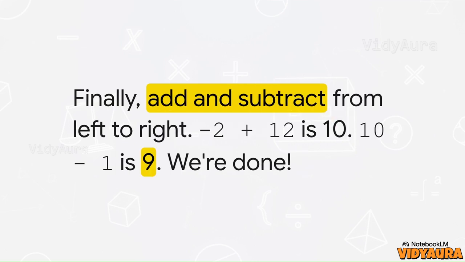We just clean it up by adding and subtracting from left to right. So negative 2 plus 12 gets us to 10. Then 10 minus 1 leaves us with our final answer, 9. And that's it! We did it! We turned that whole expression into one simple number.